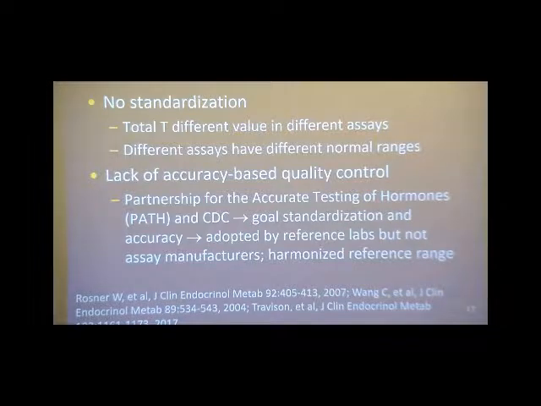Accuracy-based quality control is extremely important, and the Partnership for Accurate Testing of Hormones that I co-chair with Hubert Vesper from the CDC has set up the hormone standardization program that has a gold standard to which assays can be compared. In order to be certified by the CDC, you have to be within 6% accuracy of that gold standard. And so that's the best way to do it.